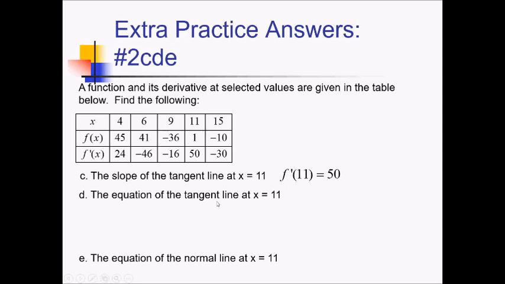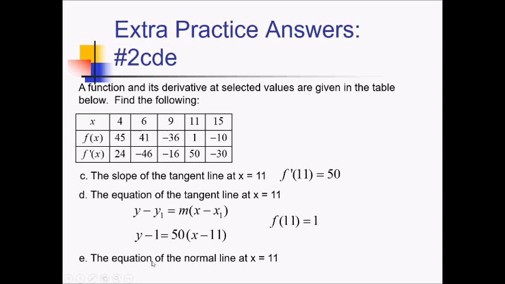Next thing they want is the equation of the tangent line at x equals 11. So for this, we are again going to use point slope, y minus y1 equals m times x minus x1. And I need a y value to go with my x value of 11. So the y value would be f of 11. Looking that up in the table, that looks to be 1. So plugging it all in, we've got y minus the y value 1 equals m. That's the slope of the tangent line that we found in part C, so that was 50. And then we'll have x minus the x value we plugged in, which was 11. So there's the equation of your tangent line.